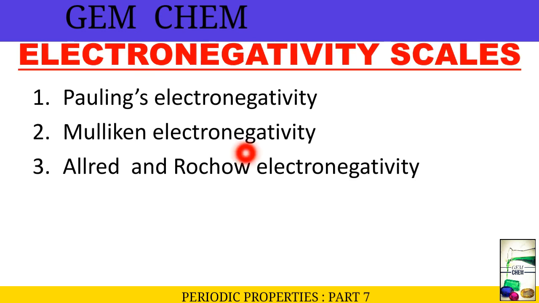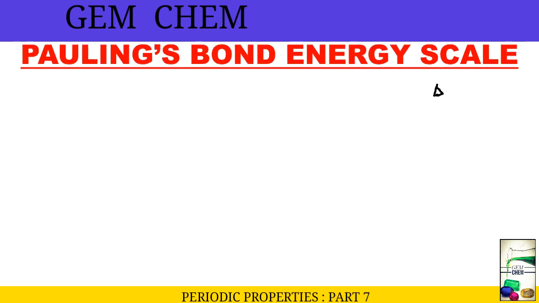Now the electronegativity scales include Pauling's electronegativity, Mulliken electronegativity, and Allred-Rochow electronegativity. Pauling's is the first one which was discovered. Mulliken's is more preferred, and it gives the absolute electronegativity. Now we will start with Pauling's electronegativity scale.